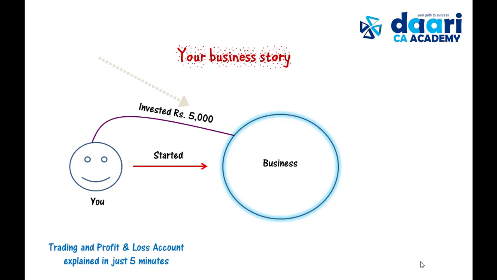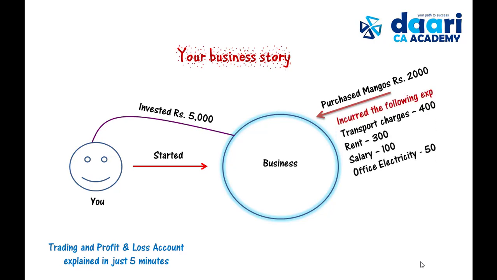After investing 5,000, you have purchased rupees 2,000 mangoes and then incurred the following expenses. Transportation charges 400, then you have paid rent, then you have paid salary, then you have incurred office electricity expenses. And then you sold all the mangoes for 4,000. This is your total business story.